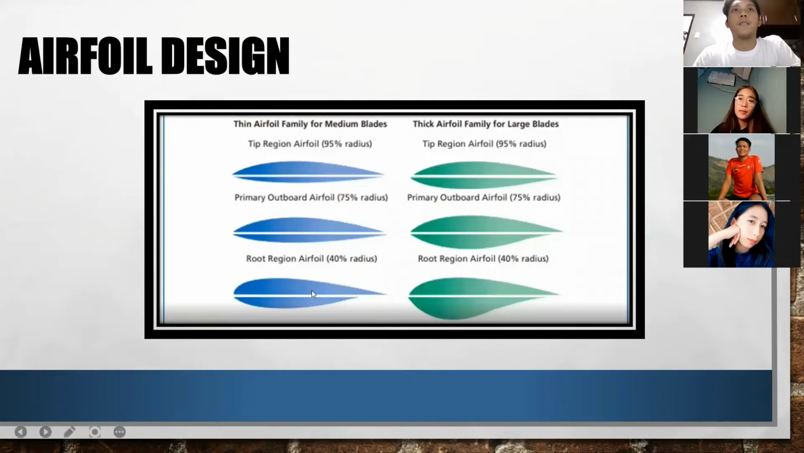Airfoil design. Thin airfoil family for medium blades. Tip region airfoil 95% radius. Primary outboard airfoil 75% radius. Root region airfoil 40% region. Thick airfoil family for large blades. Tip region airfoil 95% radius. Primary outboard airfoil 75% radius. Root region airfoil 40% radius.